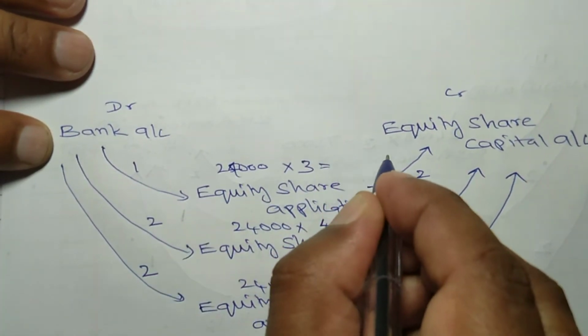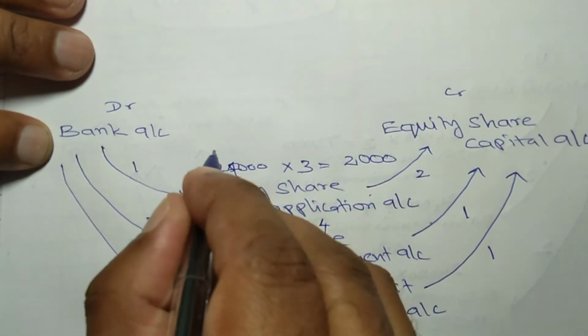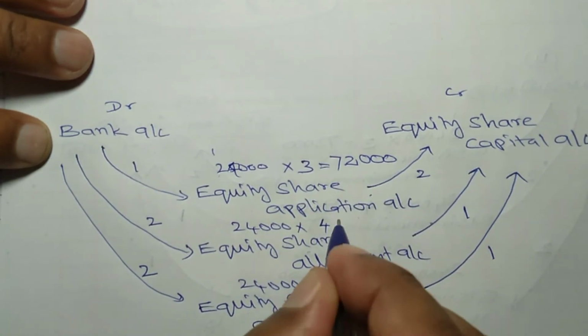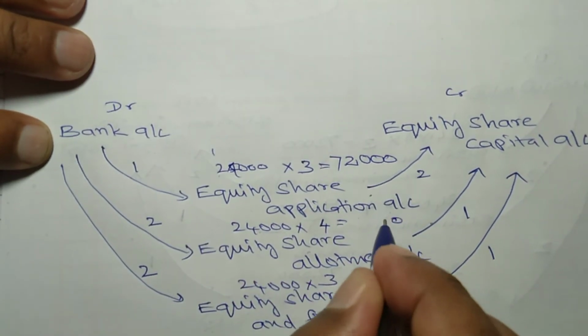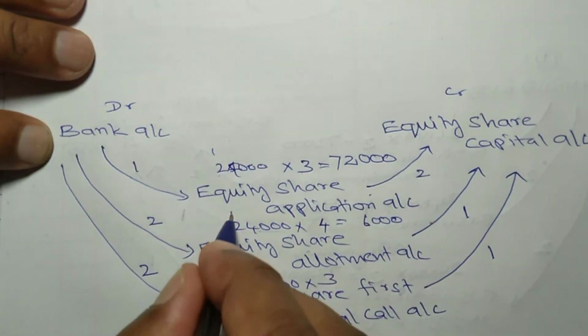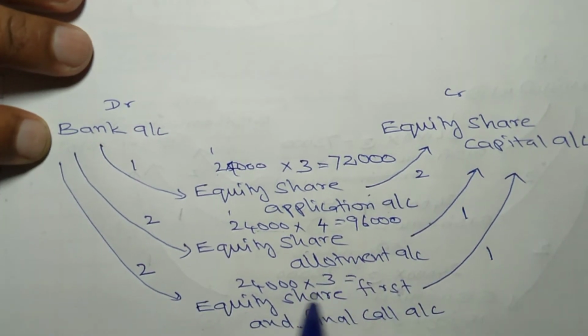First write these 3 zeros. 1, 2, 3 zeros. 3 4s are 12. Remaining 1. 3 2s are 6 plus 1, 7. 72,000. Here write 3 zeros. 1, 2, 3 zeros. 4 4s are 16. Remainder 1. 4 2s are 8 plus 1. 96,000.